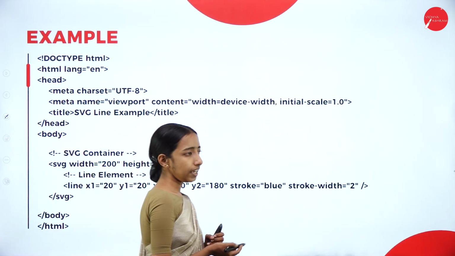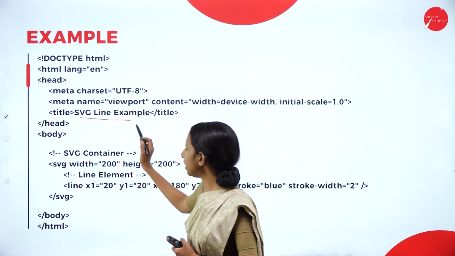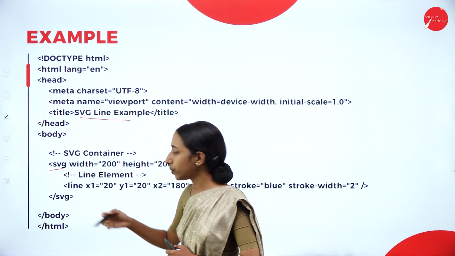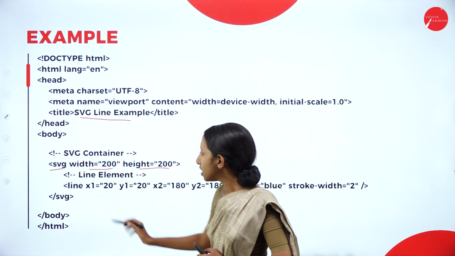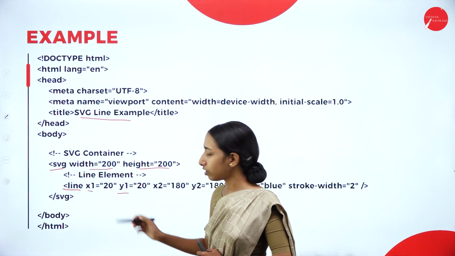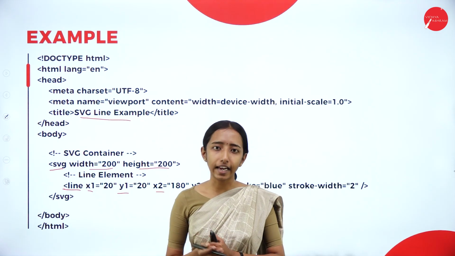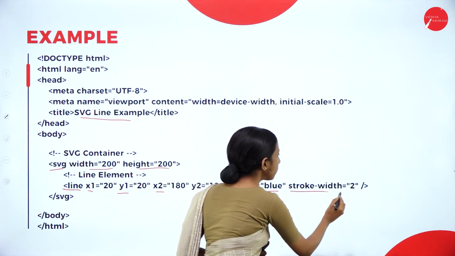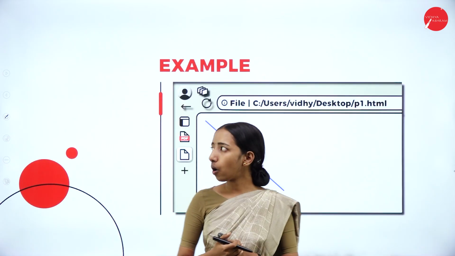So here you can see I have written this inside HTML5. The title I have given is SVG line example, and inside the body we have taken the SVG tag. The width I have given is 200 and the height I have given is 200. Here we use the line element, and x1 and y1 we have given 20 and 20, and x2 and y2 we have given 180. After that the stroke is blue and the stroke width, meaning the thickness, is 2. So here is an example of how it is drawn.